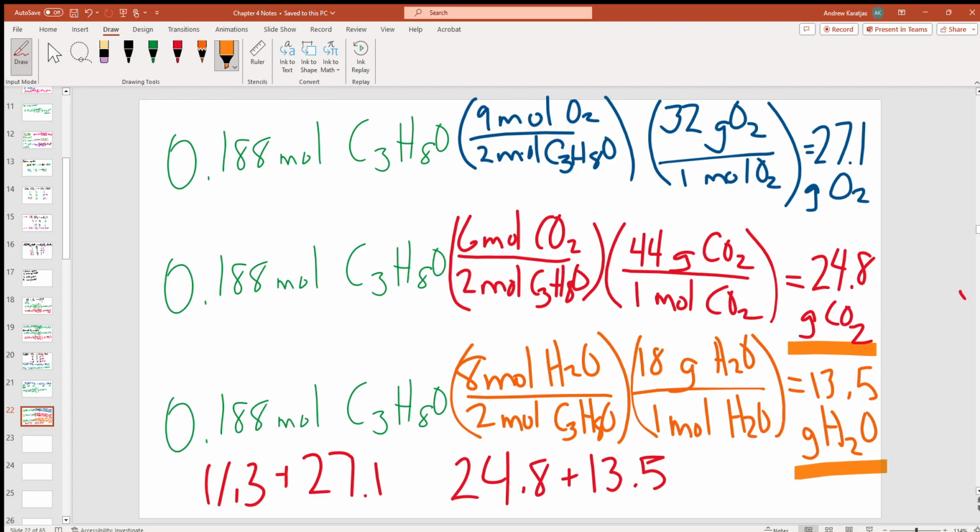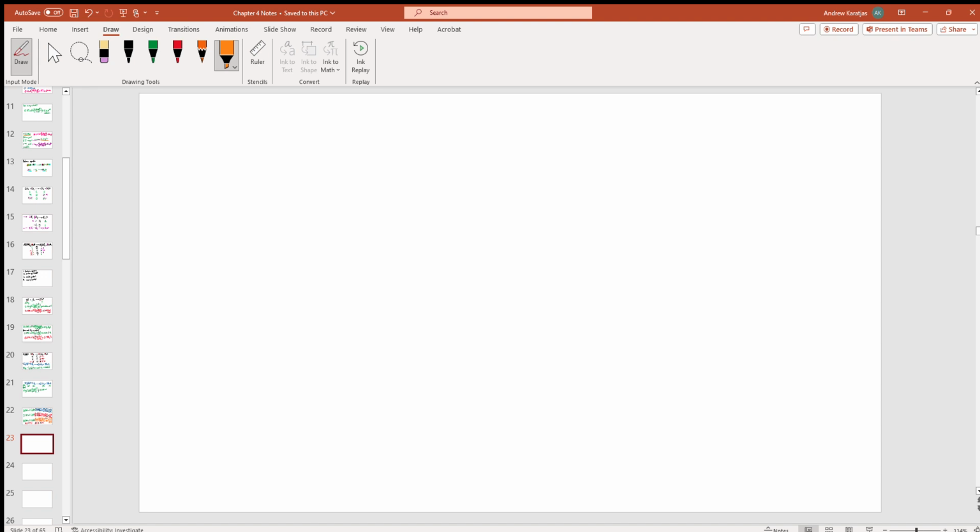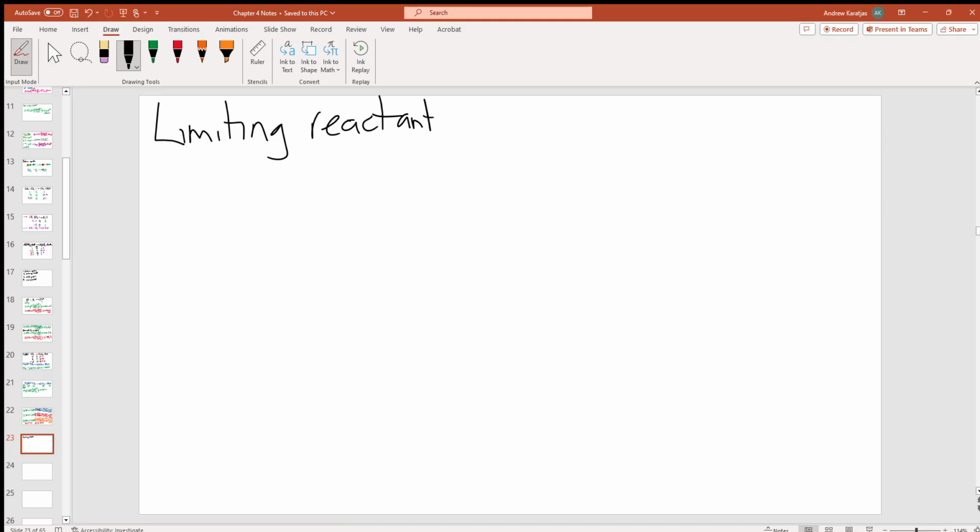Now, what we'll start and go over in the next video is the idea of limiting reactants. Because we're not always going to have enough of everything that we need. And so the question becomes, based on what we add to a reaction, what will we actually end up with? And which of our reagents actually controls what we end up with?